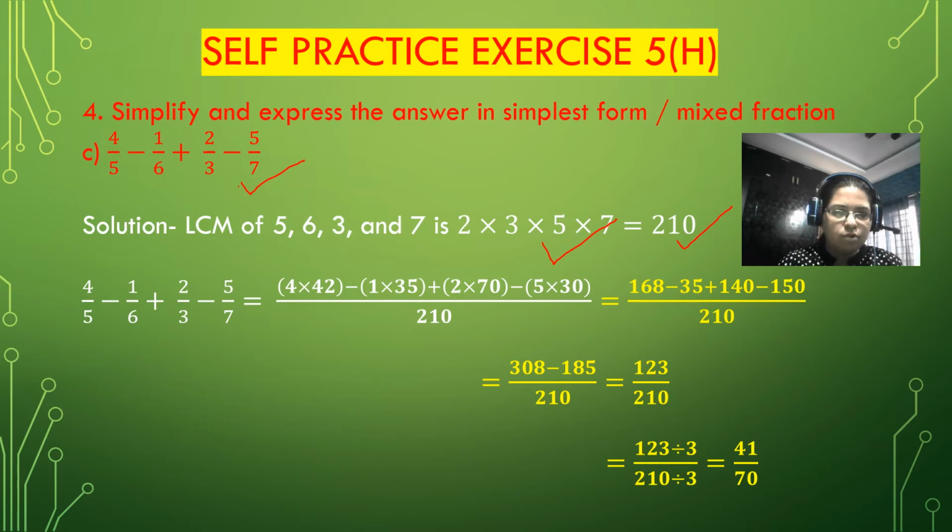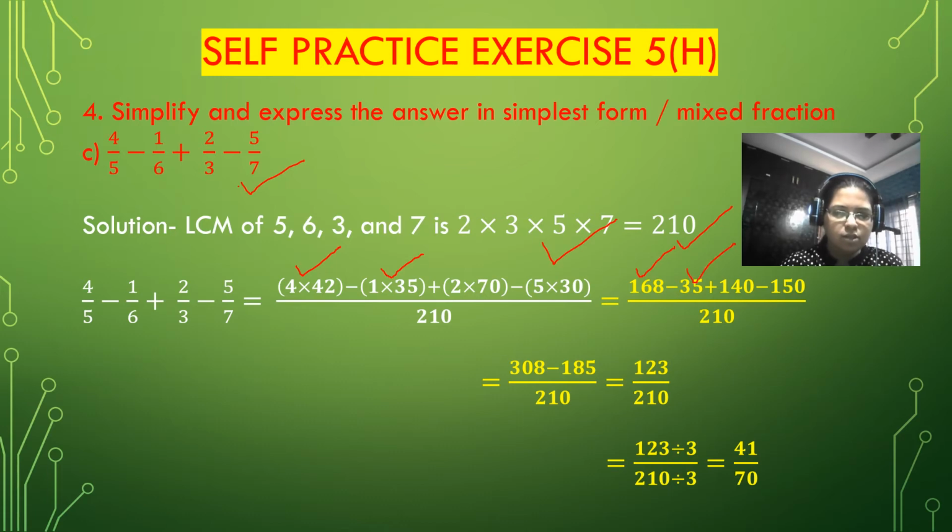Now we have to divide the LCM 210 with the denominator 5 of the fraction 4 divided by 5. So divide 210 with the denominator 5, we get 42. Then multiply with the numerator 4. 4 multiplied with 42, we get 168. Then divide the LCM 210 with the denominator 6, we get 35. Then multiply 35 with the numerator 1. 35 multiplied with 1 is 35.